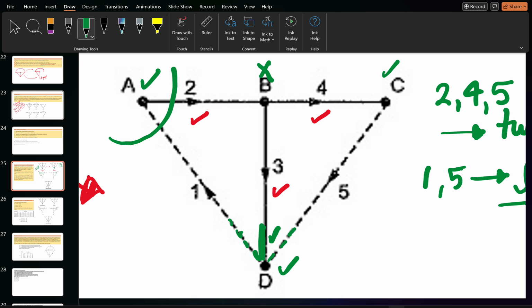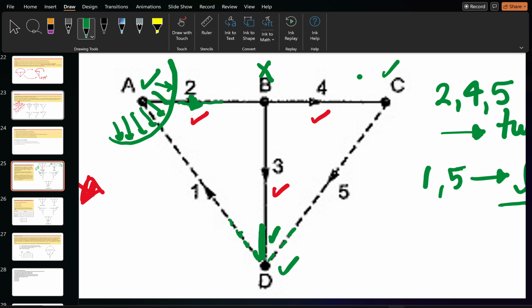The orientation. Suppose this is the orientation of the cut set. So the cut set orientation will be the same as the direction of the twig. Suppose in this, if you see the twig direction is like this. So here the direction of the cut set will be like this.